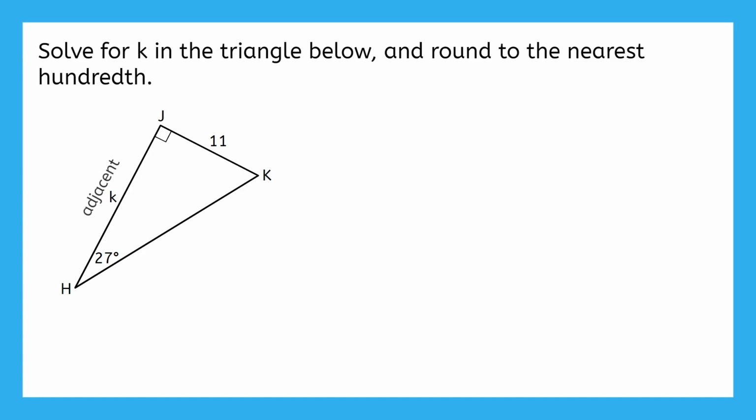K is the adjacent side, since it's one of the segments that makes up the 27-degree angle. And 11 is the opposite side, since it is the one side that does not use the vertex h. So which trig function do we have that uses the opposite and adjacent sides? That would be the tangent. So, we know we're going to use the tangent of 27 degrees. What would you fill in on the other sides of this equal sign? Since tangent is the opposite side over the adjacent side, this should be 11 over k.